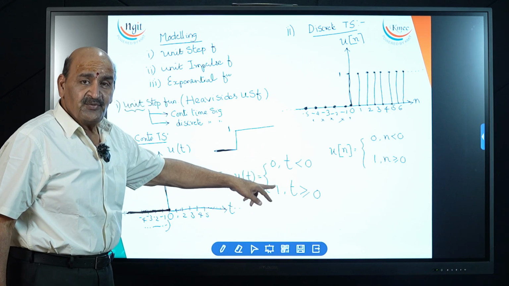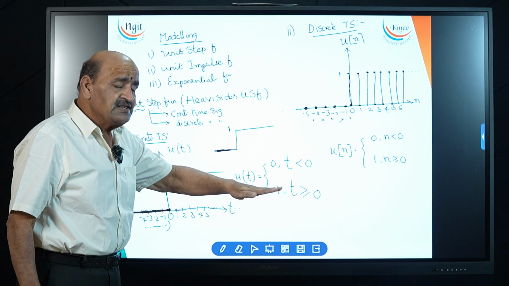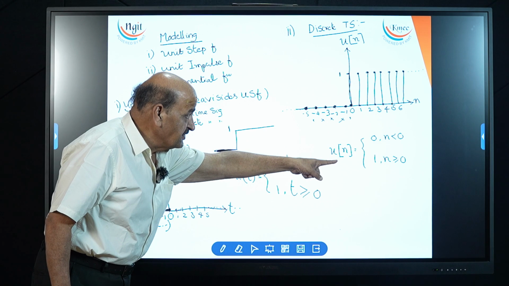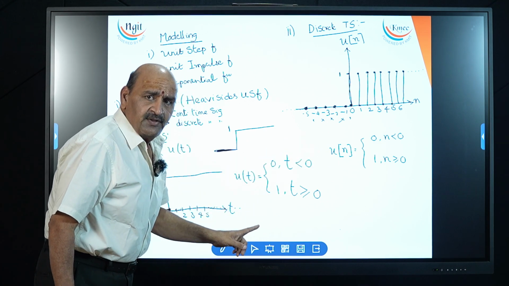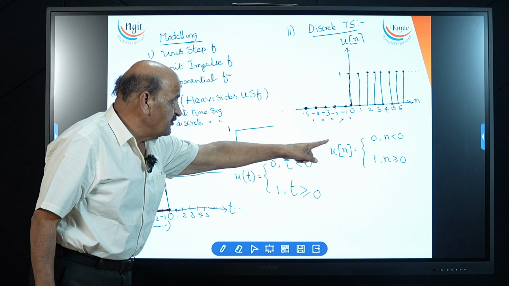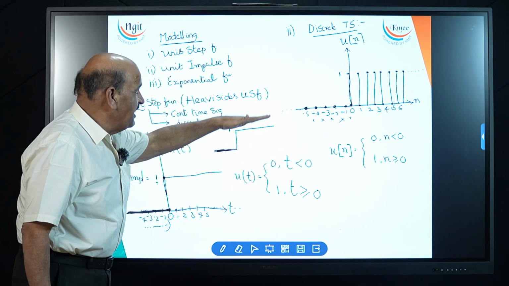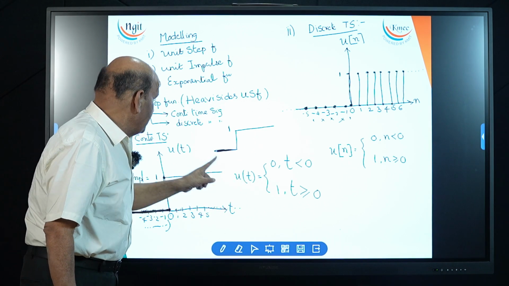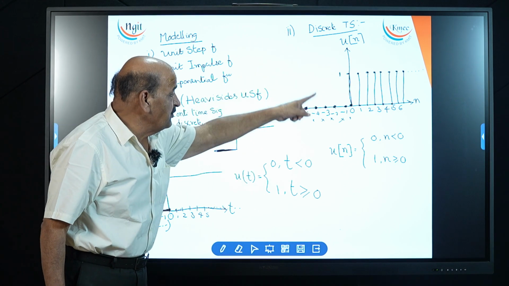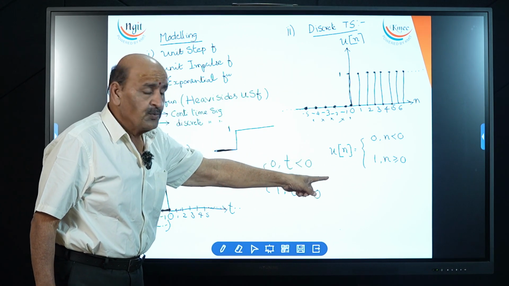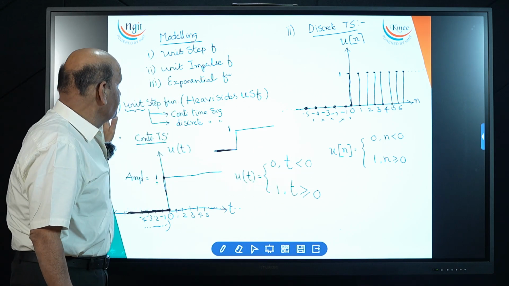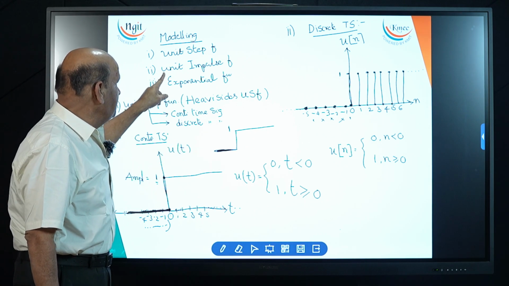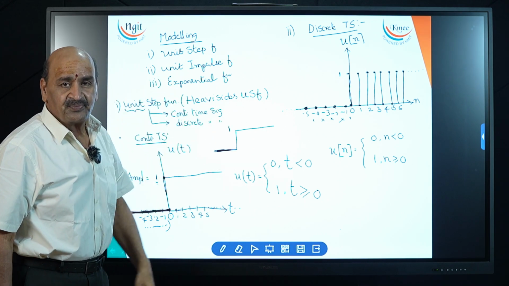Now, students have to make a comparison between these two. There is no difference. Here it is integers plus decimal values. There it represents only integers. So that one is t. Here we are using n. Now look at same graph, same representation. This is a mathematical representation of the unit step function under continuous time signal, and the same unit step function under discrete time signal. Now look at the comparison, same thing, just we discussed. In the next session, we are going to discuss the unit impulse function. Thank you.